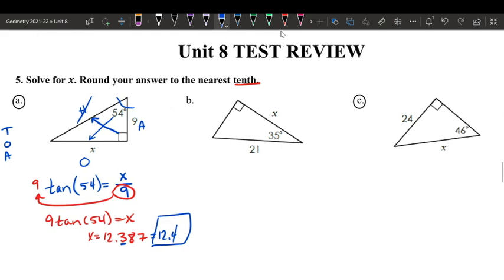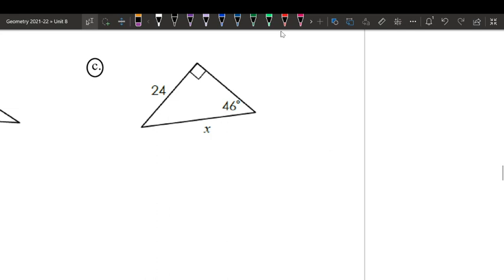All right, let's look at C. Same type of problem, a trig problem. I started the same way. This angle is 46 degrees. The angle is always where you start. Set up the triangle. Across from the angle is the opposite side. 90 degrees. Across from 90 degrees is the hypotenuse. The leftover is the adjacent, A.